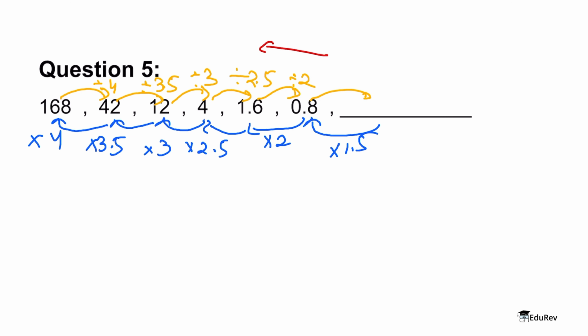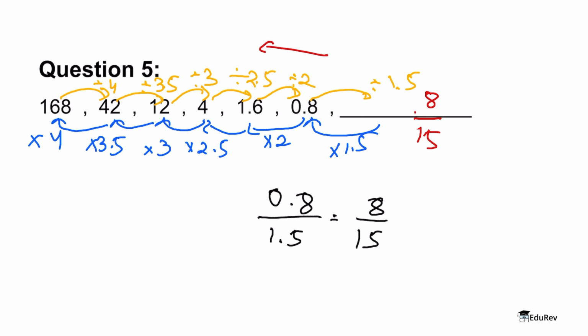So here what we have to do is divide 0.8 by 1.5. Okay, so let's do that. So now we are going to divide 0.8 by 1.5. That's basically 8 by 15. So we can write 8 by 15 here, or if we have the options, we can also choose the closest one to it.